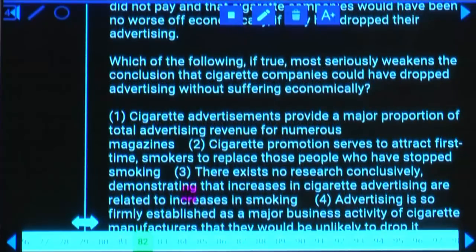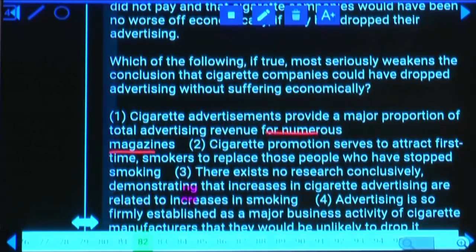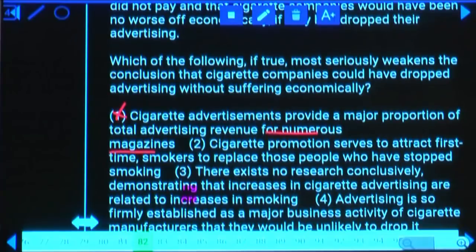Cigarette advertisements provide a major proportion of total advertising revenue for numerous magazines. Is he talking about the revenue of the magazines? Here it is not focusing on the revenue of the magazine, rather the revenue of cigarette companies. Hence the first one is nowhere related to the above statement. Then the second one: cigarette promotion serves to attract first time smokers to replace those people who have stopped smoking.